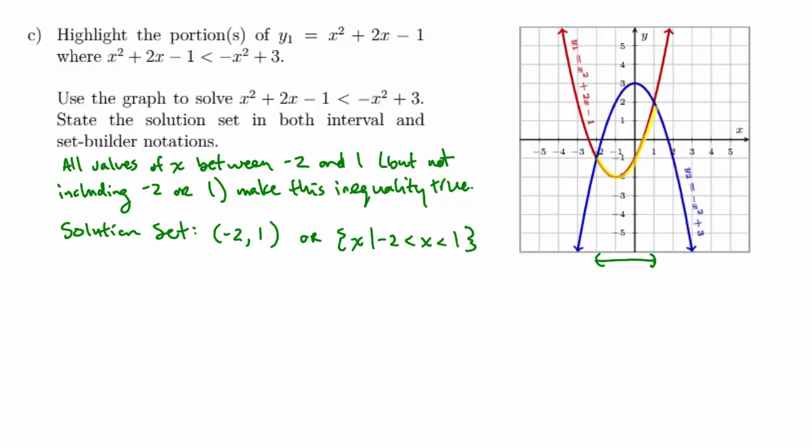One thing to note, this open interval from negative 2 to 1, we know this is an interval and not a point based on context. So we know this is an interval from the context of this problem.